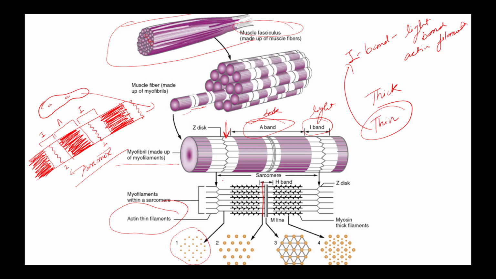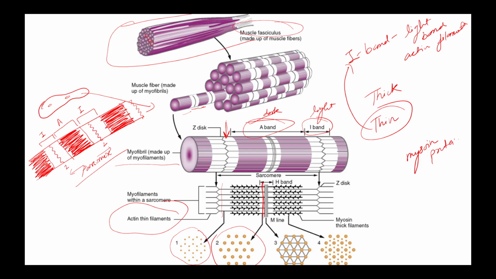The sectioning done here shows all the actin thin filaments. Then the sectioning done here shows the thick proteins. Those thick proteins are nothing but myosin proteins. So that is a myosin protein, a myosin filament, which we can also refer to as a thick filament.